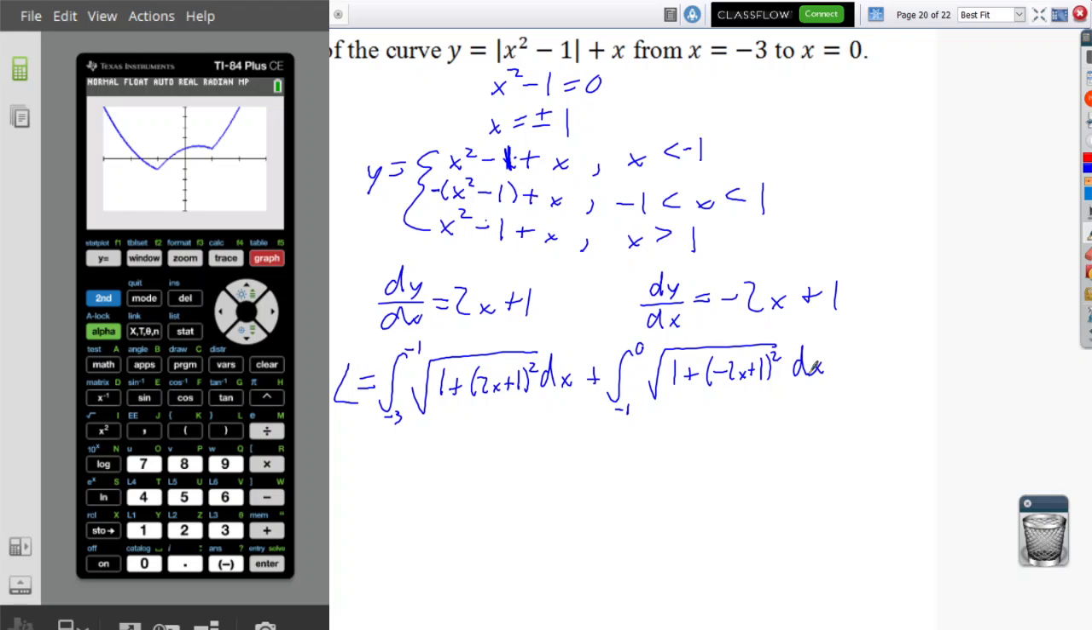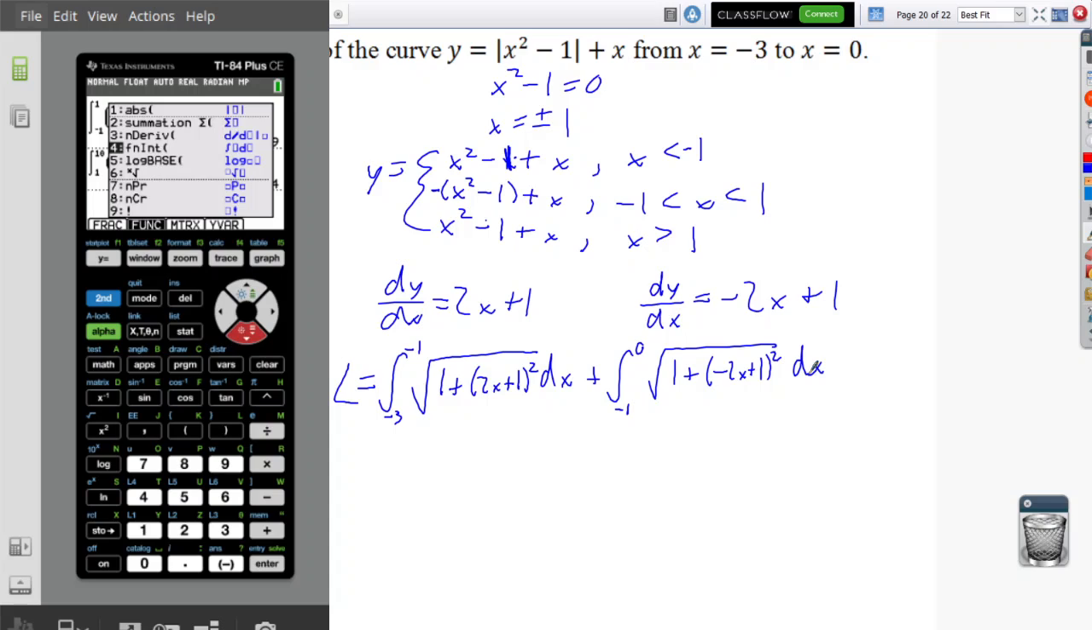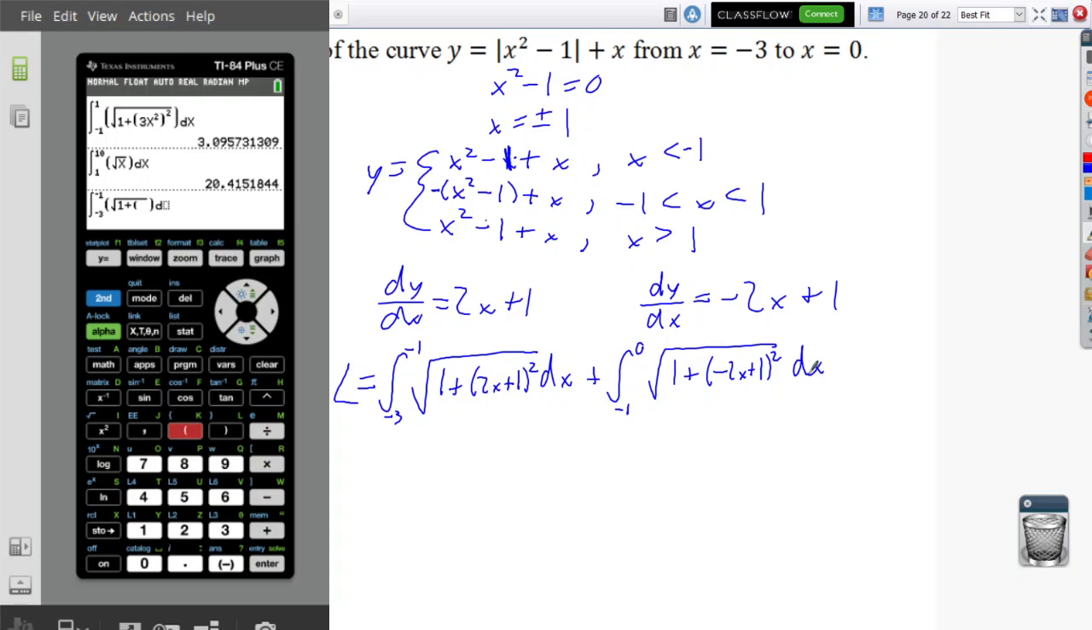And then we can compute that just by using our calculator. So again, here we would have on our home screen the integral from -3 to -1 of the square root of 1 plus (2x plus 1) squared dx, plus the integral from -1 to 0 of the square root of 1 plus (-2x plus 1) squared dx. And there's so much stuff that I plugged in there, I want to make sure that I got everything right.